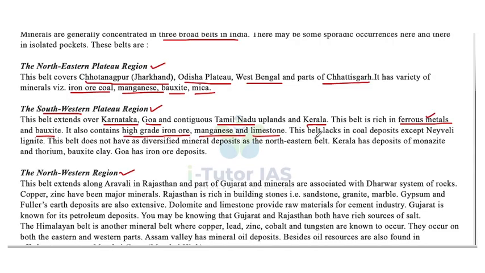Now, this belt lacks coal deposits except Neyveli lignite. And this belt does not have a diversified mineral deposit as the northeastern belt. Kerala has the deposit of monazite and thorium, then bauxite, clay. And also Goa has iron ore deposits.